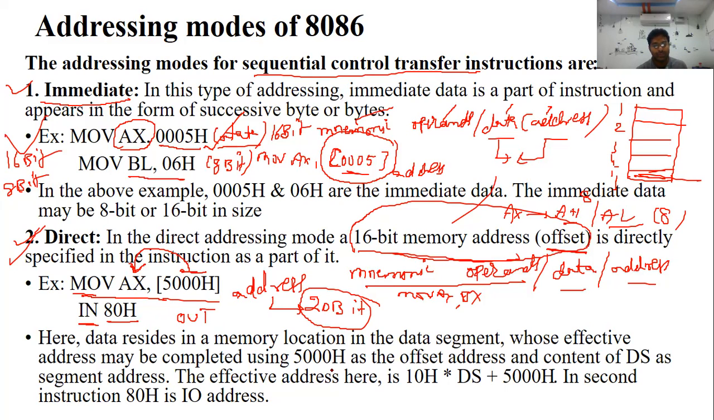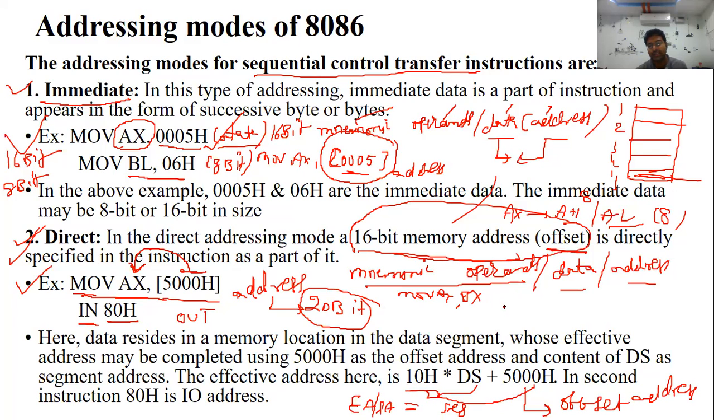Now, what is the effective address here? This is the offset address. Effective address means nothing but the physical address. What is the physical address? It is a 20-bit address. So this is the offset address, and this is the segment address. Combined, this is the effective address or physical address.